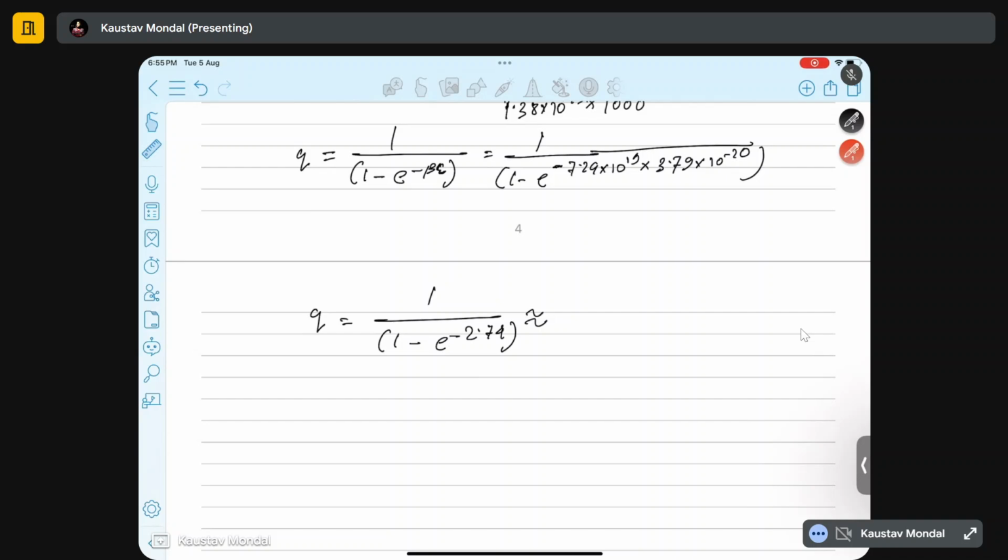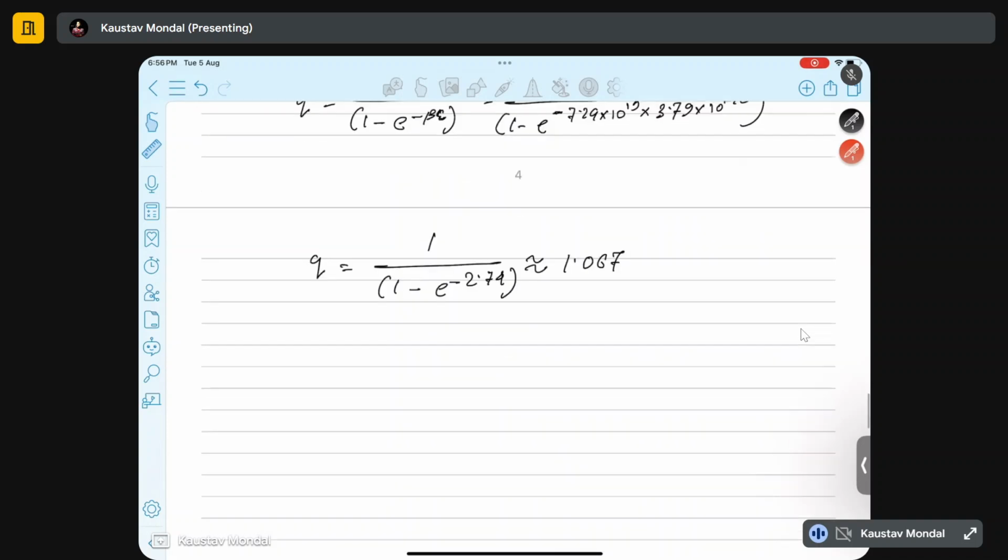Okay, so now you calculate this again. 1 by 1 minus e to the power minus 2.74. Okay, so 1 minus 0.064 is about 0.94. So this gives you 1.067. Okay. So you got the partition function value.